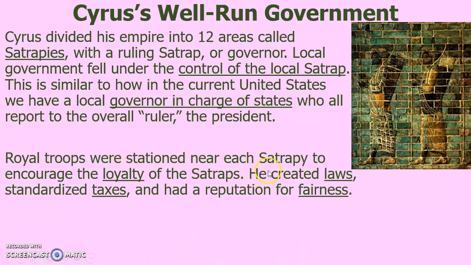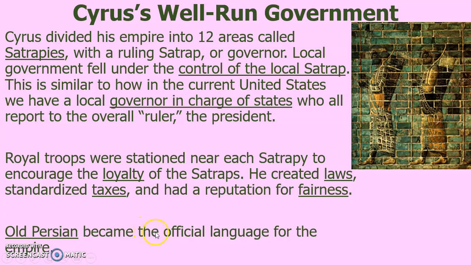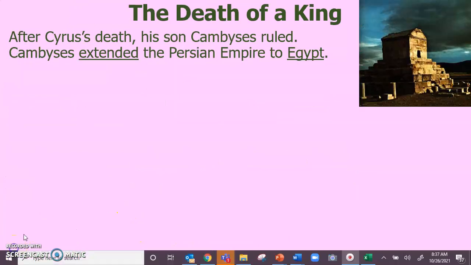Royal troops were stationed near each satrapy to encourage the loyalty of the satraps. He created laws, standardized taxes, and had a reputation for fairness. Old Persian became the official language for the entire empire. Remember, friends, if I go too fast, you can always rewind or you can pause the video.